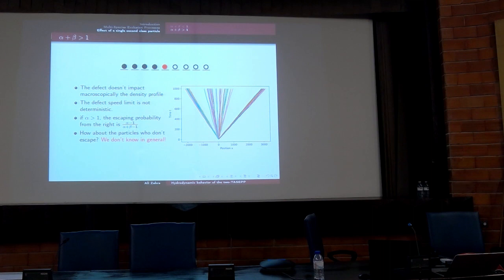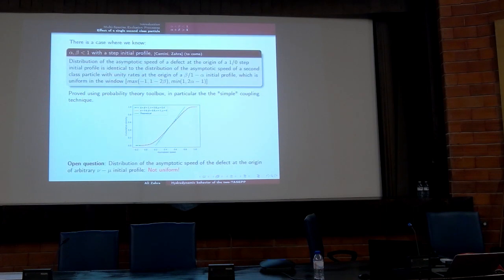How about if, for this single defect, alpha plus beta is bigger than 1? Then basically this defect doesn't have deterministic behavior. The asymptotic speed doesn't have deterministic behavior. But still, if alpha is bigger than 1, or beta is bigger than 1, then some of these particles will escape the refraction fan. This escaping probability you can find by mapping the situation and the distance between this particle and the following one to a random walker with absorbing boundary condition. But what is the distribution of particles who don't escape? This we don't know in general, except for some regimes.